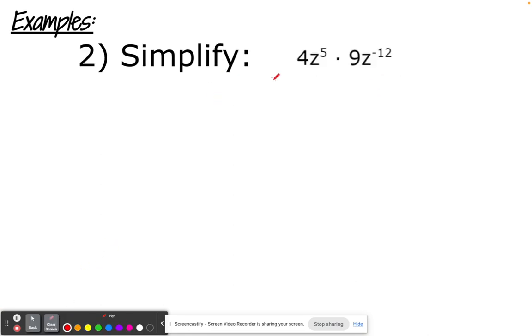Let's try another one. First, let's multiply my numbers. I have 9 times 4. That's 36. Then I have a z. 5 plus negative 12 is negative 7. Well, let's simplify that. I have a negative exponent, so let's move it downstairs. So I end up with 36, because it's only my z that's raised to the negative power, times z to the 7th power. It's 36 over z to the 7th power.